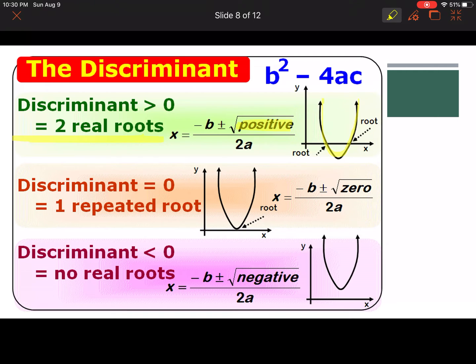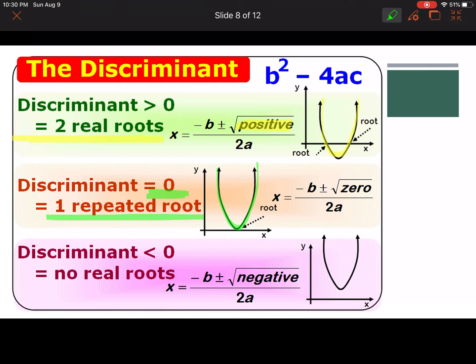The second option would be that you get the number 0. That doesn't happen often, but when it does, that means that you have one repeated root. It's called a double root, and when you're looking at a parabola, it only touches the x-axis one time.